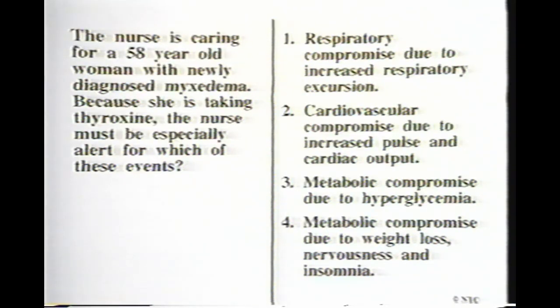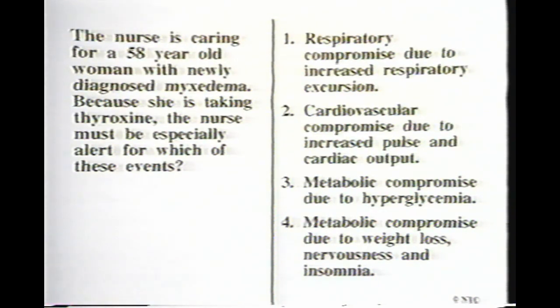Now you give them thyroxine, they have energy for the first time in months. They say, wow, I think I'll clean the house today. Start vacuuming, they start exercising, and suddenly those coronary arteries are now stressed and they may get angina. So the answer to this question is cardiovascular compromise due to increased pulse and cardiac output.